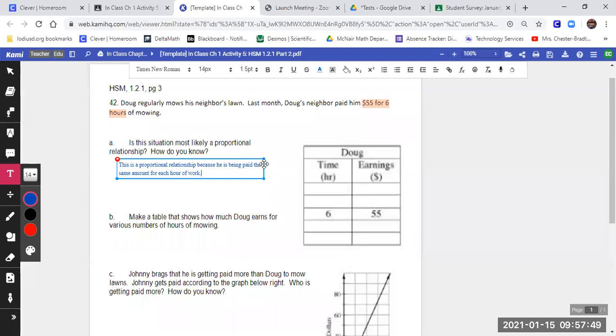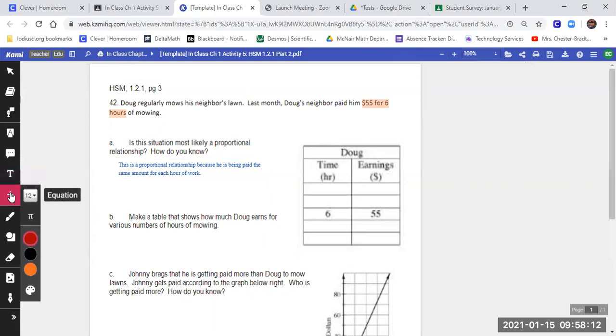We know that we would not be paid $4 for the first hour and $17 for the second hour and $25 for the third hour. They wouldn't do that. When they say $55 for 6 hours, that means he's getting the same amount for every hour. Same amount for every hour. And we're going to figure out what that is. So we're going to use our equation box.